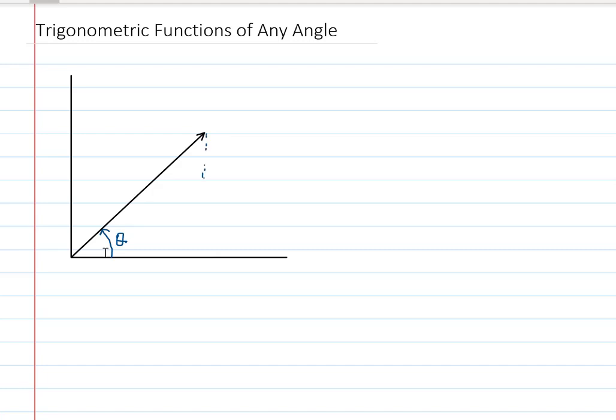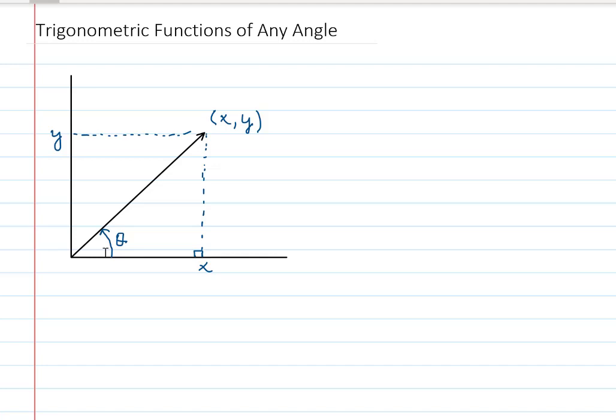So if we drop a perpendicular right here to our x-axis, and let's assume this point right here is x comma y. So then if we drop a perpendicular here, this would be x right there, and this right here would be y. So it's just an arbitrary x comma y, a point on our terminal side. I form a right triangle here by dropping a perpendicular, and we have our angle theta there.